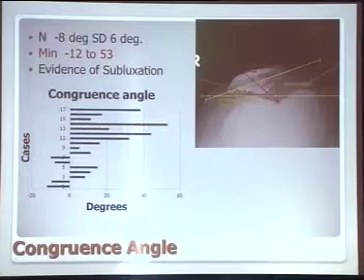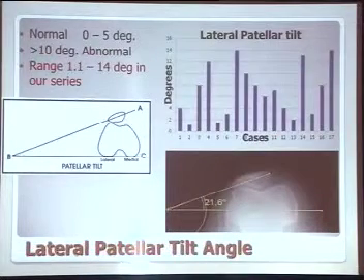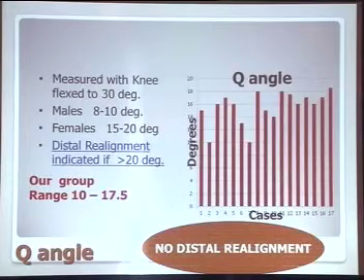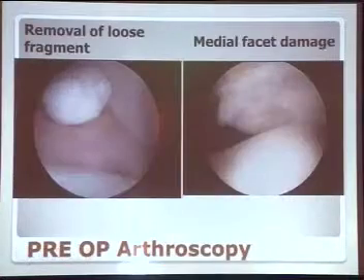We measured the congruence angle and the lateral patellar tilt angle to assess the subluxations, and also how much is the medial opening before doing the reconstruction. The Q angle was also measured, and in our group it ranged from 10 to 17.5; distal realignment is required if it is more than 20 degrees. So none of our patients required distal realignment in addition to the medial patellofemoral ligament reconstruction.